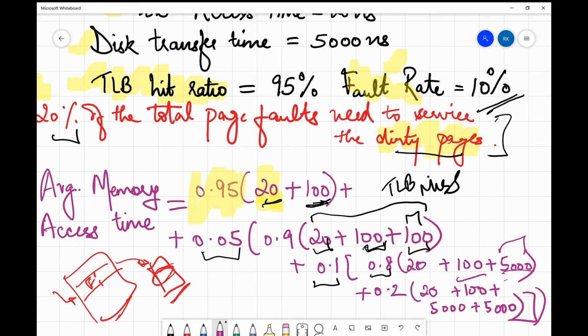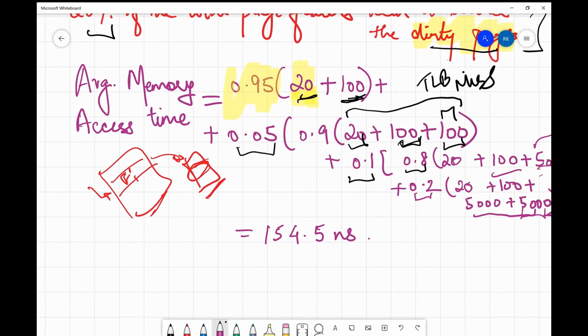Now what happens when we have to modify the dirty pages? In case of the remaining part, which was 20% of the time, when the page faults need to service the dirty pages, we need to add extra disk access time, because there we also need to update the dirty page in the disk. We need to update the dirty page in the disk before fetching the updated page. So therefore we are taking this time twice over here. Now finally, when you solve this entire thing, the final answer that you would get is 154.5 nanoseconds.